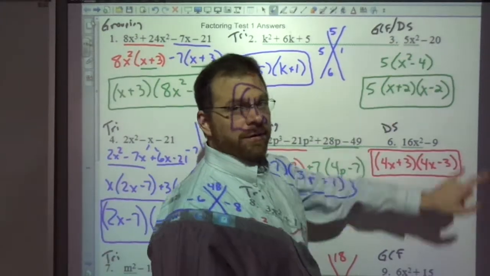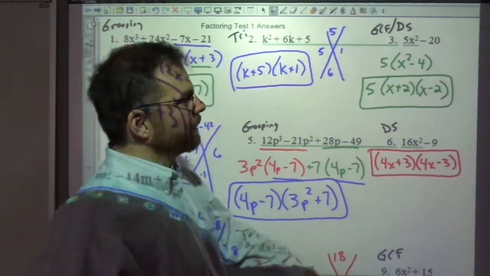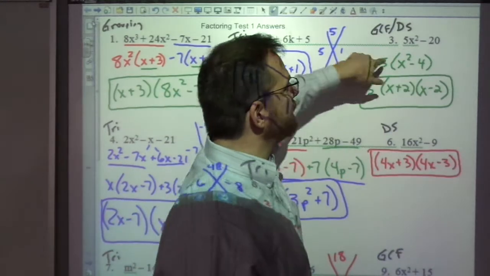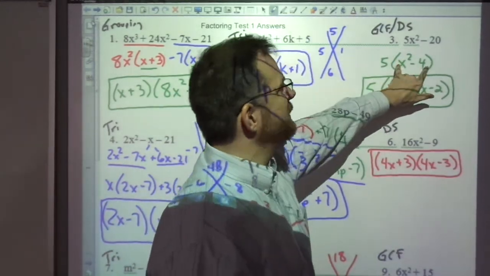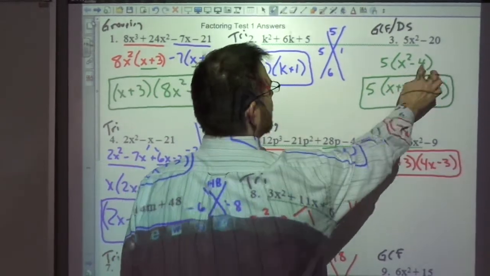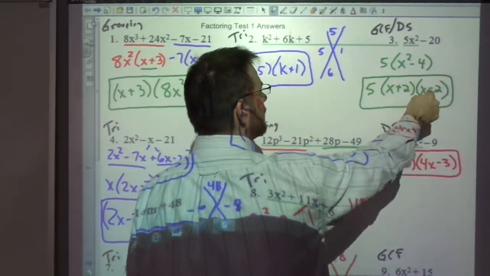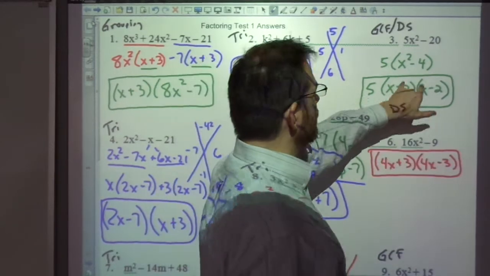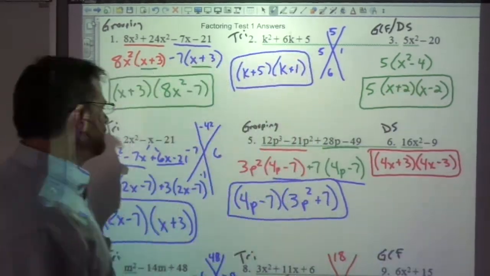Here, I always check first in every single problem, no matter what, for greatest common factor. I found 5, but this part is now a difference of 2 perfect squares. The square root of x squared is x, the square root of 4 is 2. One's positive, one's negative. So this can go one more step, x plus 2, x minus 2.